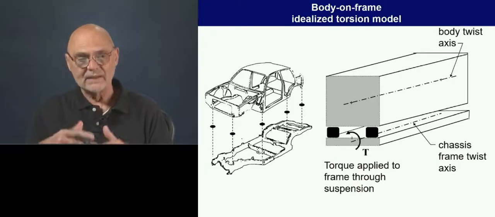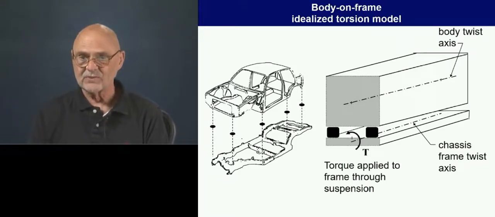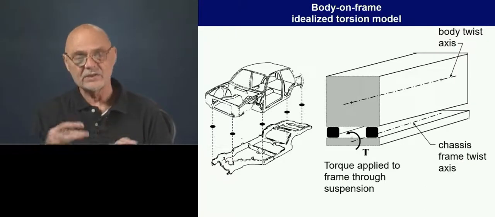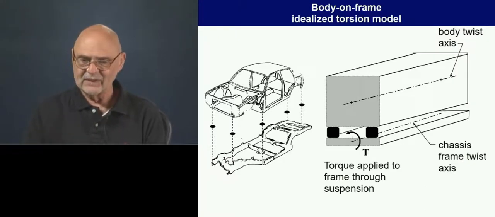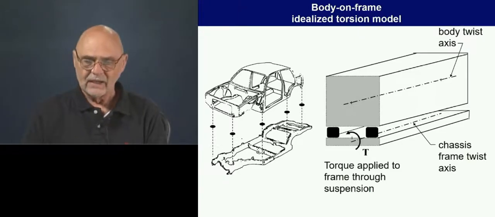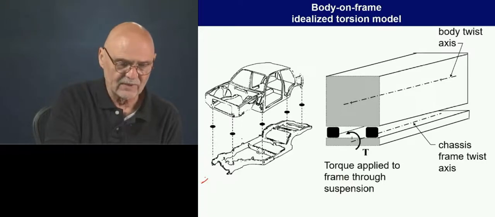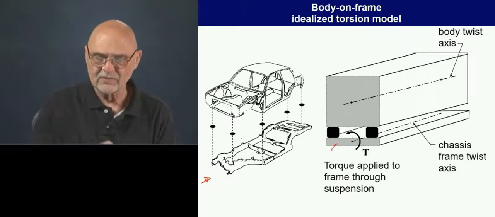So now when we put the body and the frame together on mounts, we can start to get a pretty effective body structure for torsion. And we're going to look at this, and again, this is just for getting some intuition into this kind of a structure. So here we're looking at the front of the car, and here we're seeing the front of the frame.